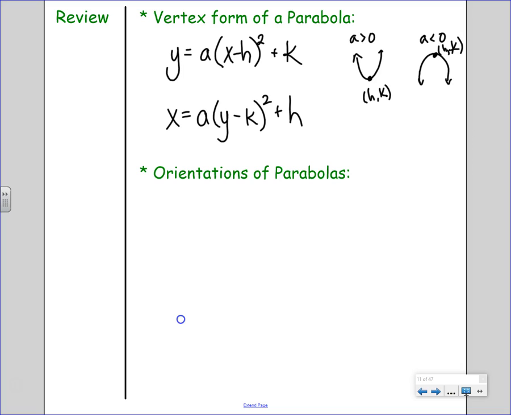Ooh, what just happened? Everything just got rearranged a bit. Now I still have the vertex (h, k), but it's not going up or down, now it's going right or left. So if a is greater than 0, now it's going to be going to the right. If a is less than 0, now it's going to be going to the left.